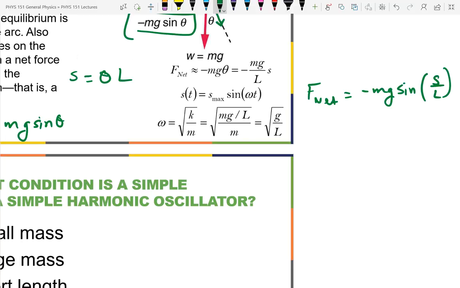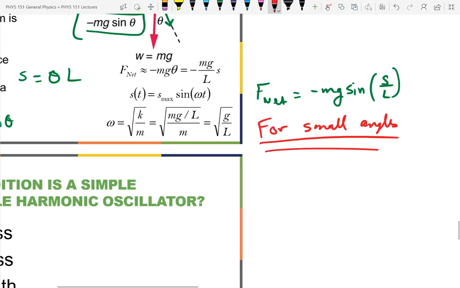And now you tell me, is that a linear function? We had two things. It had to be restoring. Is it restoring? Yes, it has the minus sign. Is it linear? Sine is not a linear function. And so we say fail, ultimate failure. But not so fast. For small angles. So this is only for small angles.